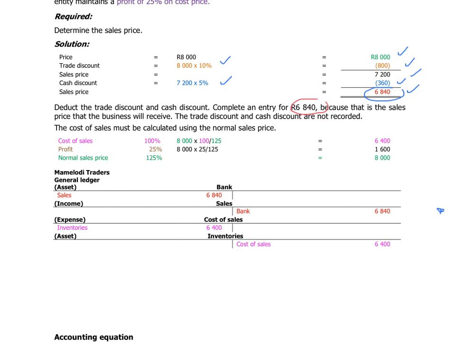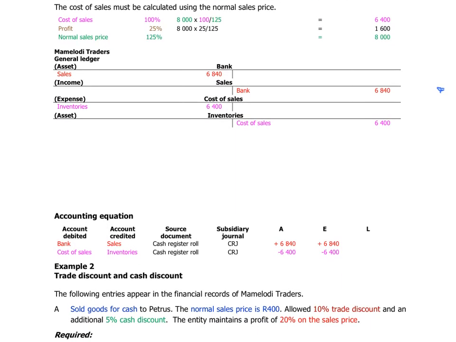We will now look at the effect of this transaction on the accounting equation. So if we look at the accounting equation, the account that was debited was the bank account. So I will show that bank is debited. The account that was credited was sales. So I indicate that the account credited is sales. Bank is an asset. So my assets increase, and sales is an income that will increase my profits, so the equity will increase with 6,840.